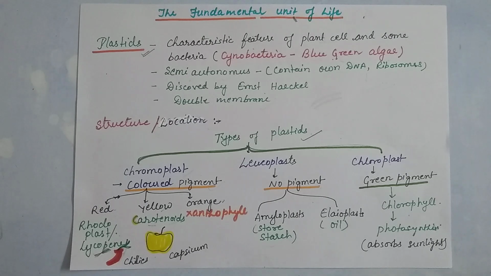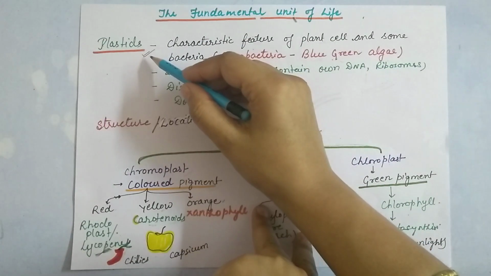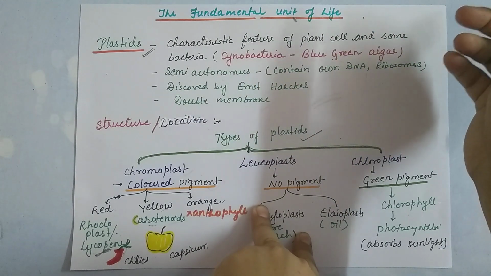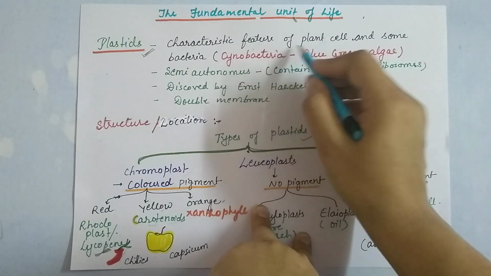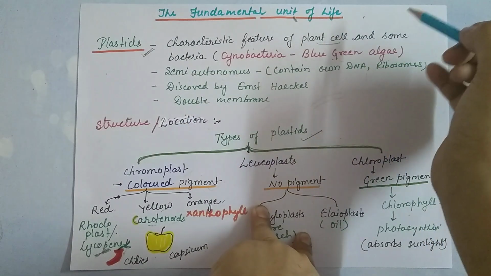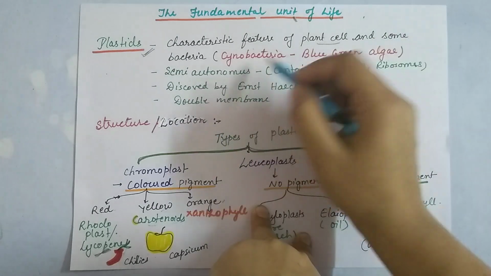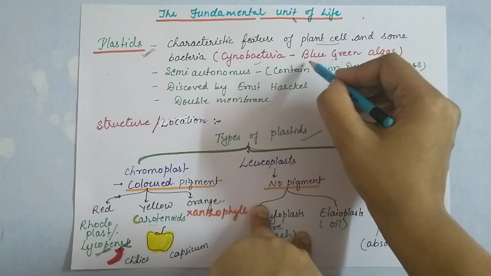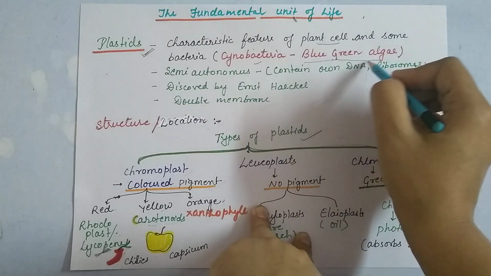Yes, the reason behind it is plastid. Due to the presence of plastid, you will find different colors in plants. And it is the basic feature of plant cell. You will not find plastid in the animal cell. And it is also found in some bacteria like cyanobacteria. It is also known as blue-green algae.